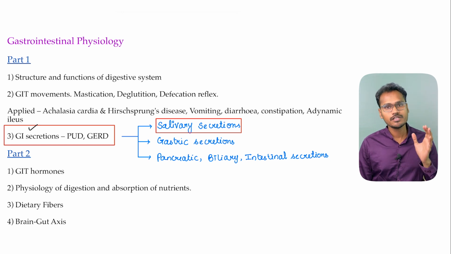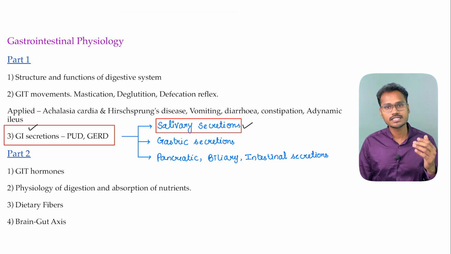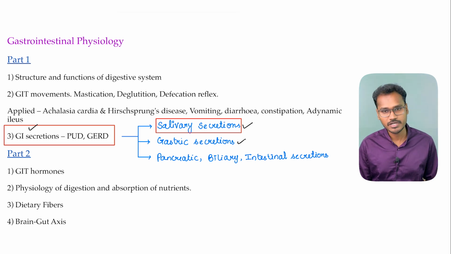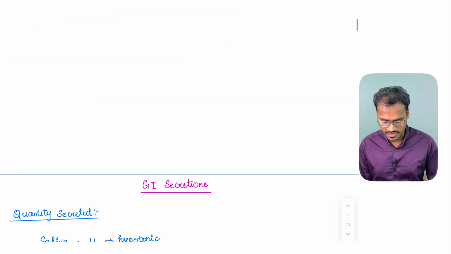In this first video we will be primarily concentrating on the salivary secretion. Then we will be discussing the gastric secretion in a separate video, along with the peptic ulcer disease and gastroesophageal reflux disorder. Then finally, in the third video, we are going to discuss the pancreatic, biliary and intestinal secretions. So without any further delay, let's get into the topic, that is the GI secretions.